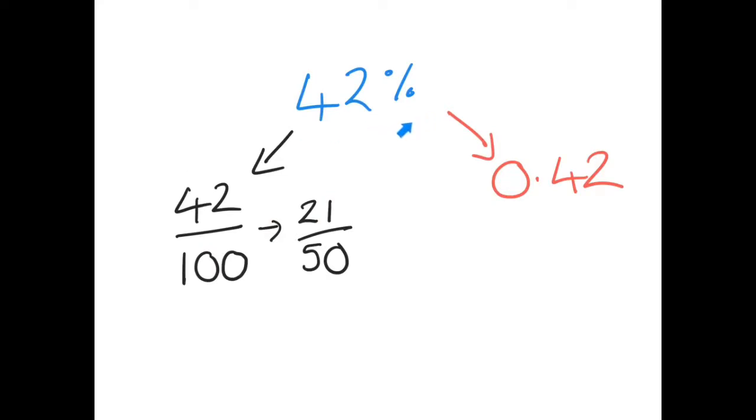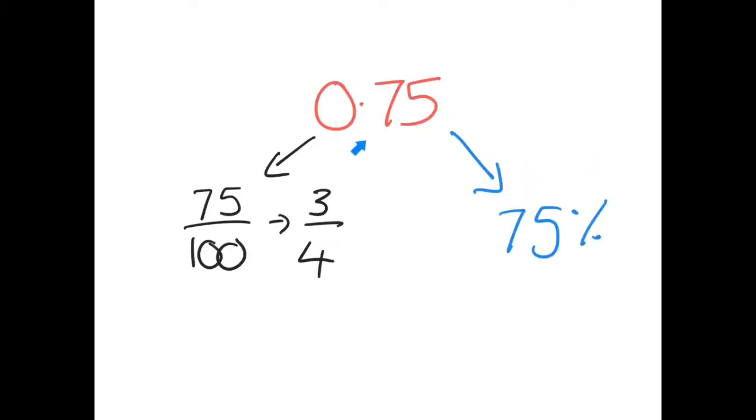If I start with a percentage, 42%, I divide it by 100 to write it as a decimal, 0.42. Remember, a percentage is out of 100. 100% means one whole. So a percentage is always going to be 0 point something unless the percentage is greater than 100. 42% is 42 out of 100. We can simplify that to 21 over 50.